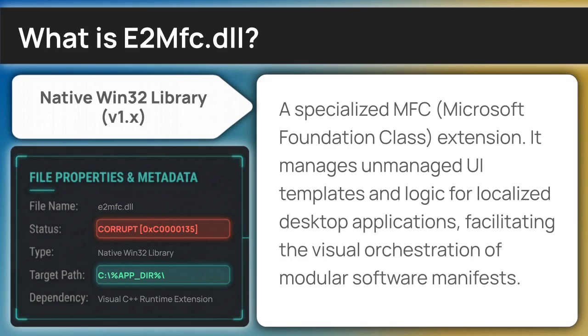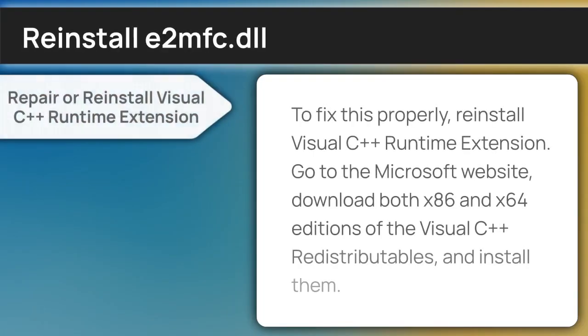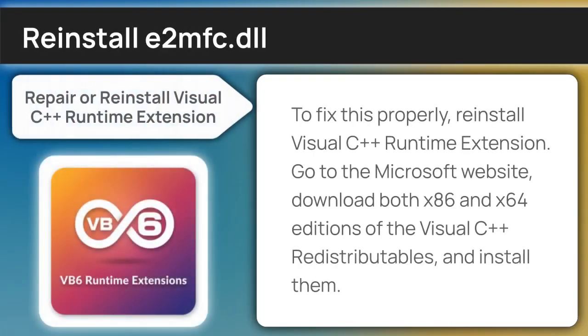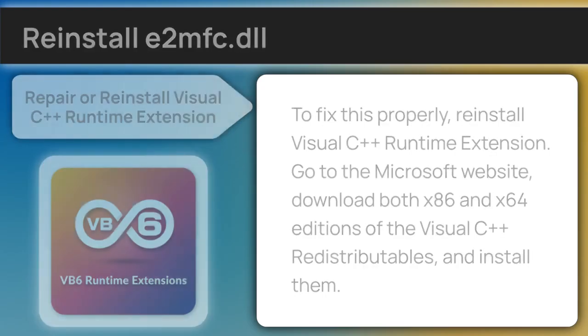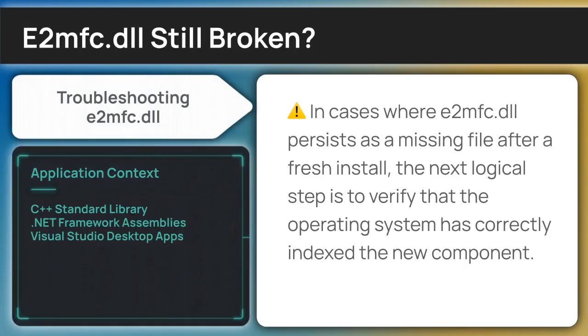Now that the technicals are covered, let's run the official installer. To fix this properly, reinstall Visual C Runtime Extension. Go to the Microsoft website, download both x86 and x64 editions of the Visual C Redistributables, and install them. If you are still encountering the error after following the official setup, it's time to investigate the underlying system architecture.